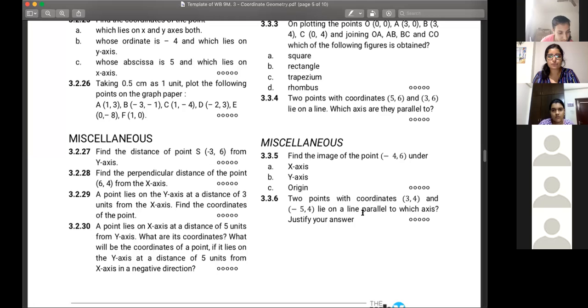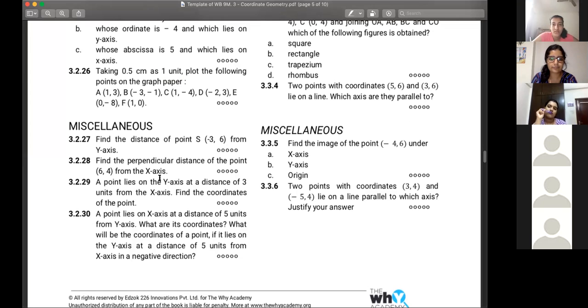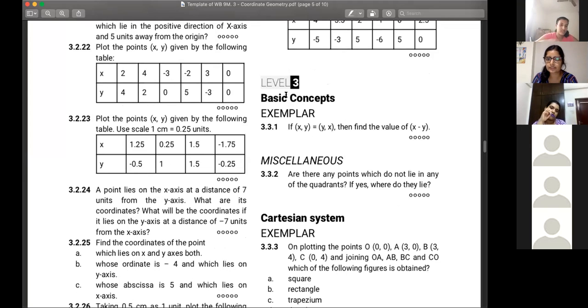So in this question, take 0.5 centimeter as 1 unit. So on the graph paper, 0.5 centimeter will be equal to 1 unit of your coordinate system. So 1 centimeter box will be equal to 2 units. You have to take it that way. Okay, so the rest of it is all plotting and finding the coordinates.